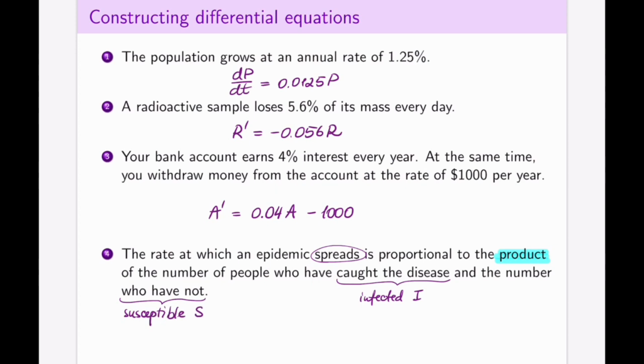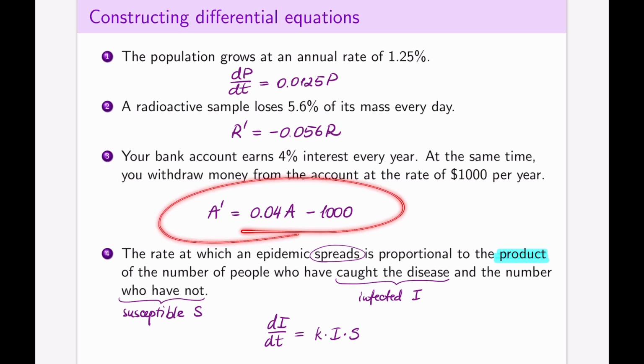So now what we have is that the way the epidemic spreads, the rate at which the number of infected individuals grows, is proportional, so I have the constant of proportionality, to the product of the number of infected individuals and the number of susceptible ones. So proportional to I times S.